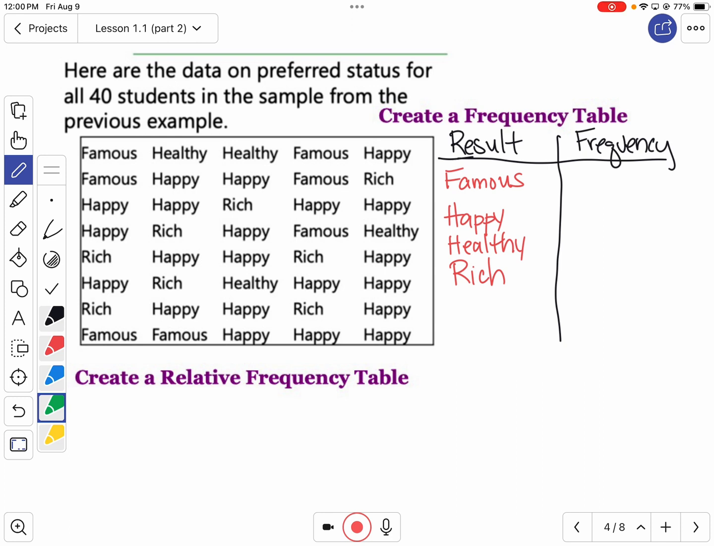What'd y'all get for famous? 7. That's what I got. Oh, we're supposed to be counting. What'd you get for happy? 21, that's what I got.